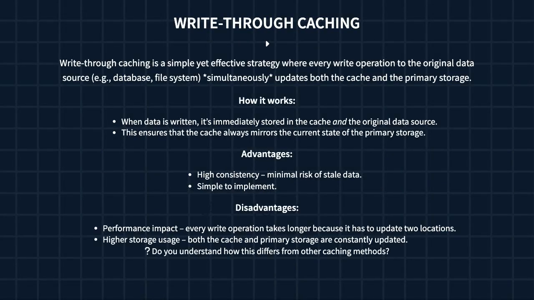Okay, let's talk about write-through caching. It's a really straightforward approach to keeping your data consistent. Basically, whenever you save something, whether it's to a database or a file, the change isn't just stored in the cache, it's also immediately written back to where the original information lives. Think of it like updating two places at once. This guarantees that what you see in the cache is always up to date, which is great for consistency.